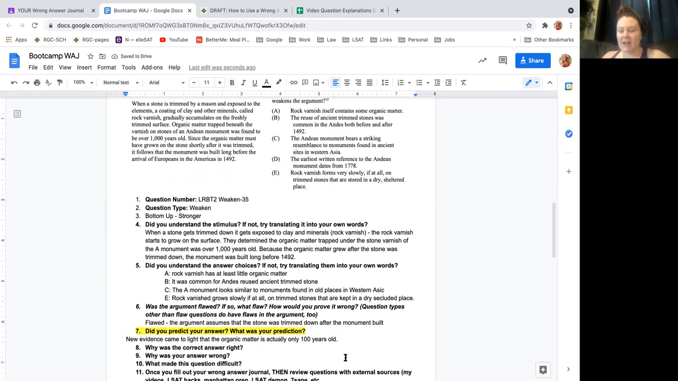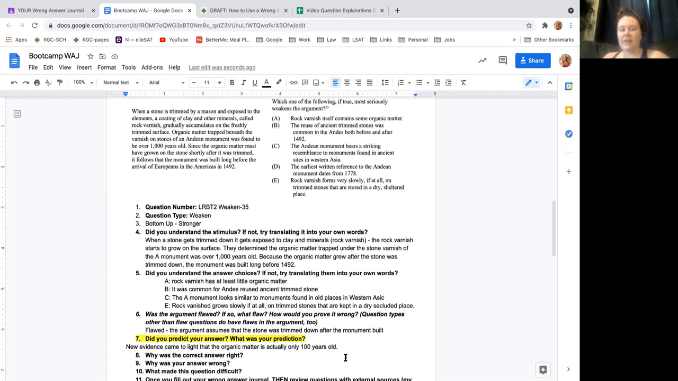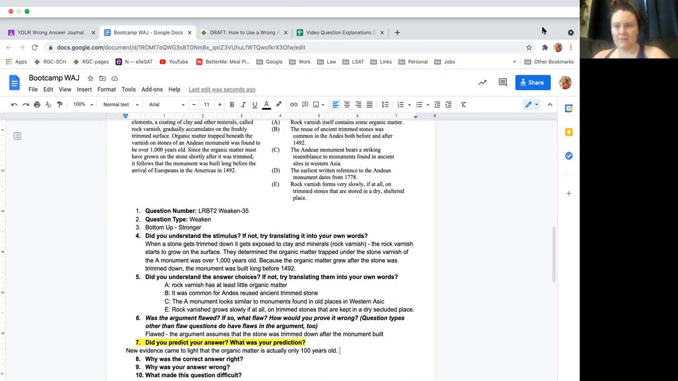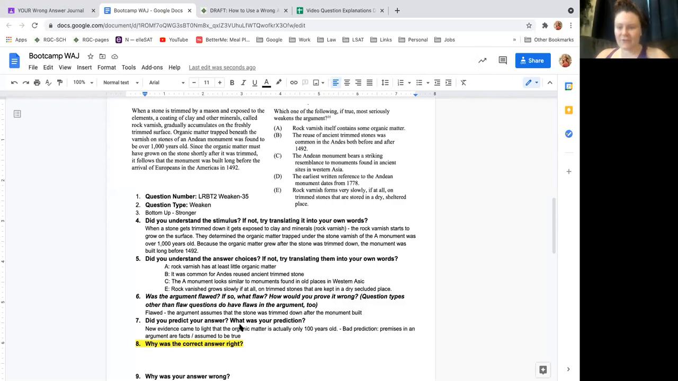So here, this is actually not a good prediction, because on the LSAT, all of the premises are true. If it says that the Andean monument was found to be over 1,000 years old, that's a fact and we have to presume it is true. Trying to go against one of the premises like that isn't going to be the best support. So that would not have been a good prediction, but we really want to work on making those predictions in our argument.